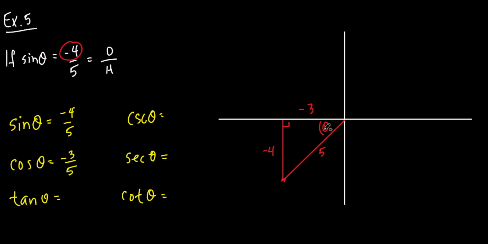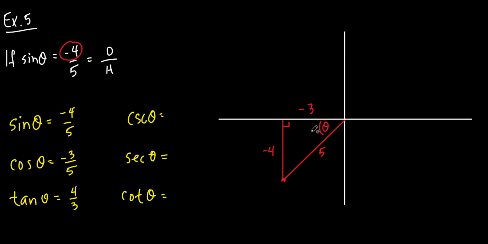-3/5. What's the tangent of this angle? It's opposite over adjacent. So here's opposite, here's adjacent. What is that? +4/3. Right? It's negative over negative, which is a positive. You guys getting this? Yeah, it's not too hard.